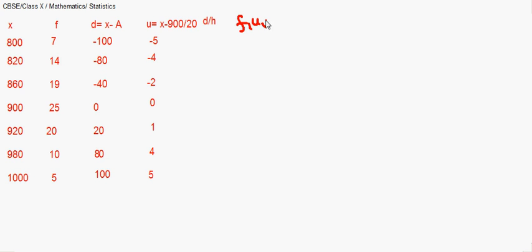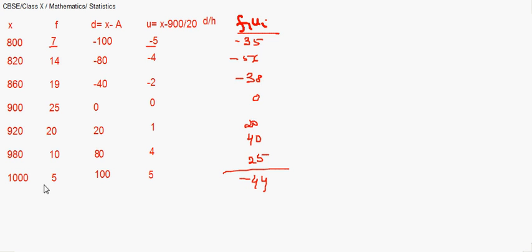Let it be though. Now you multiply these two columns, and that would give us minus 35, minus 56, and now it becomes easy as you have been doing the same process. So it is 20, it's 40, and that's 25. You add these, that's giving us minus 44. We will also add f, that is giving us 100.